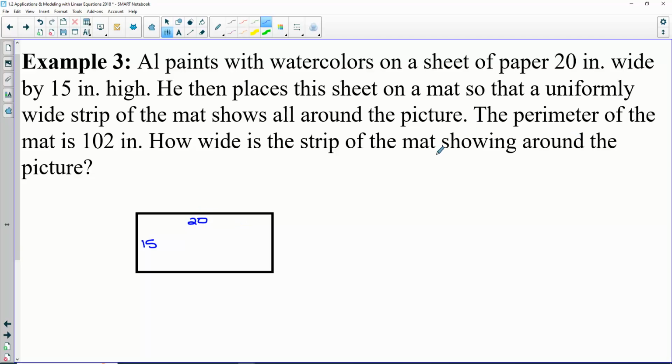Okay, he then places this sheet on a mat so that a uniformly wide strip of the mat shows all around the picture. What does that mean? Yeah, so basically you had your original picture and you're putting a mat behind it. So there is a bigger rectangle around this. So let's draw our bigger rectangle going around the outside.